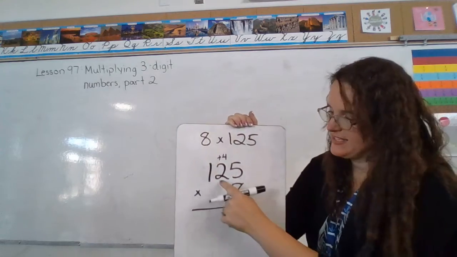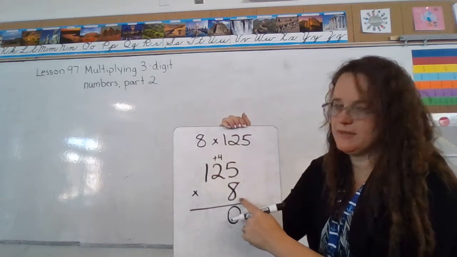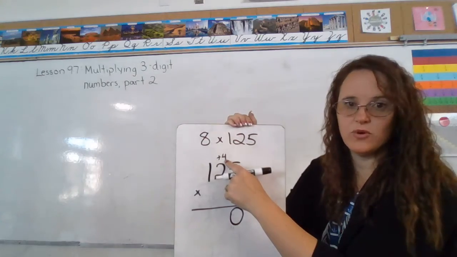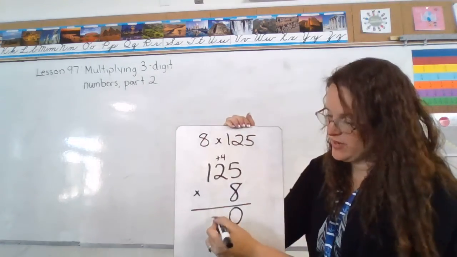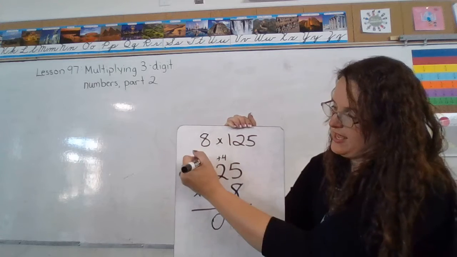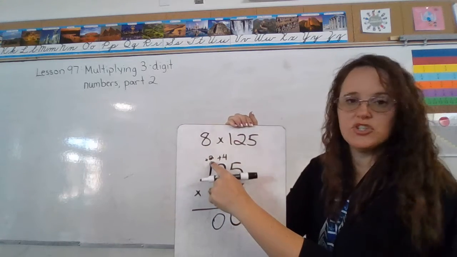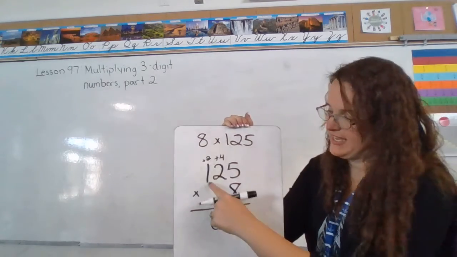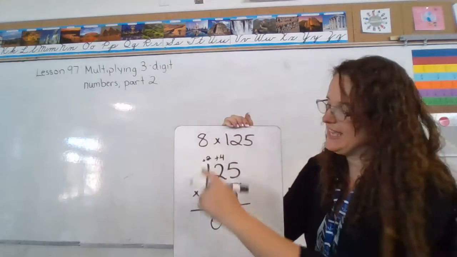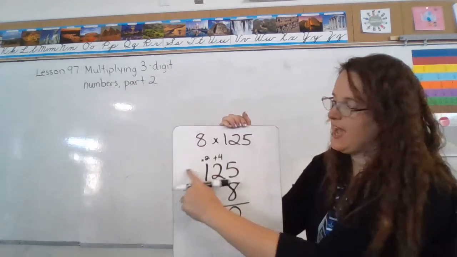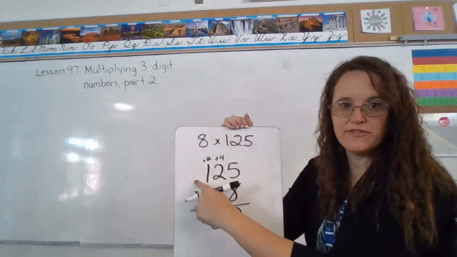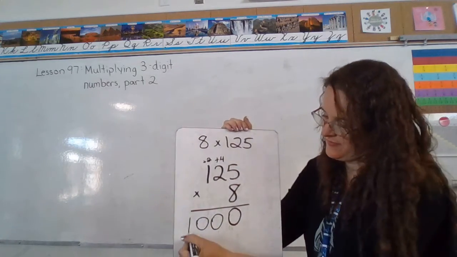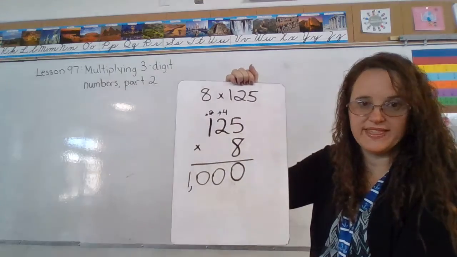Then we multiply 8 times our 10s place. 8 times 2 is 16, plus 4 that we carried, so that's 20. Again, we have a 0, and now we have to carry our +2 over to the hundreds place. Then we multiply our hundreds. 8 times 1 is 8, plus 2 is 10. I don't have any place value over here to carry to, so I can write my entire 10 there, and our answer would be 1,000.